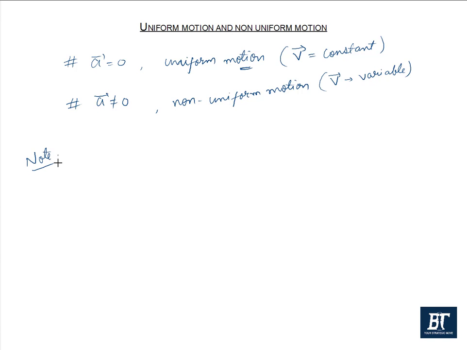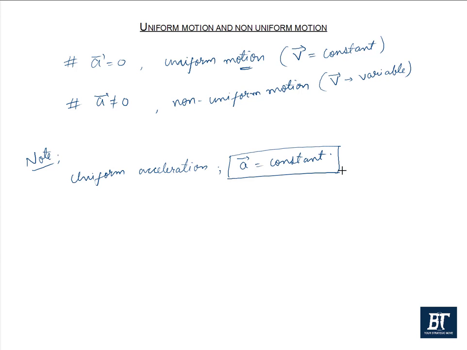You will also come across a term uniform acceleration or uniformly accelerated motion, which is defined as the motion having constant acceleration. So if acceleration is constant, then the motion is said to be uniformly accelerated motion. And for the non-uniform acceleration, acceleration is not constant with time.